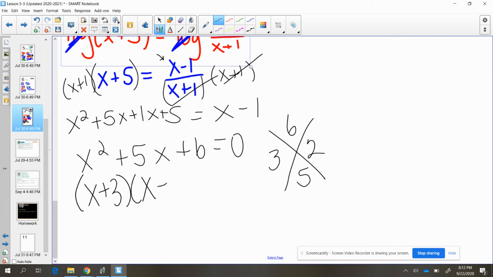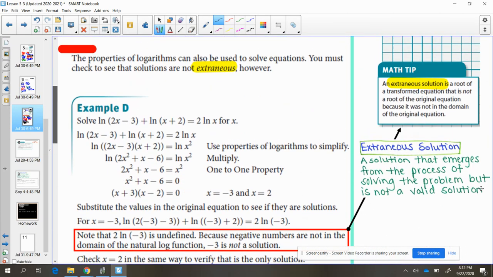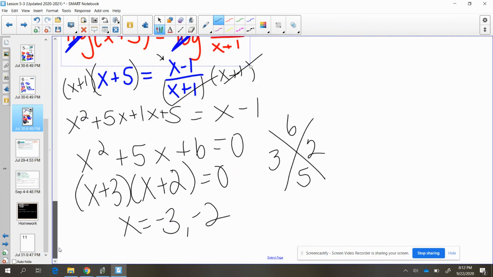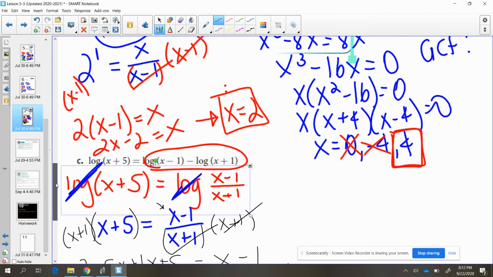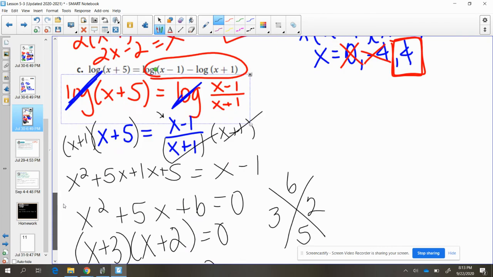And finally, when we solve, we get answers of -3 and -2. Always, though, check for our pal, the extraneous solutions, right? Because if we try and plug -3 and -2 back in, we get -3 plus 5. Okay, that's okay, but -3 minus 1 or -3 plus 1, that's not going to work out.